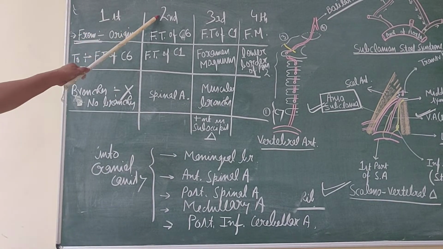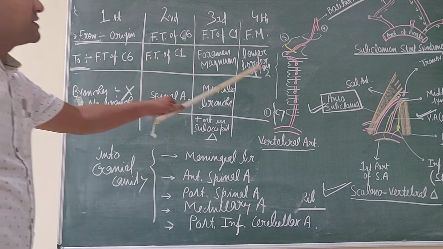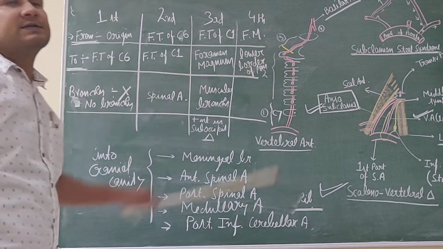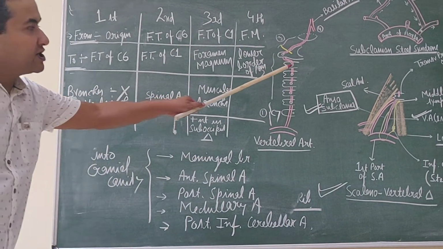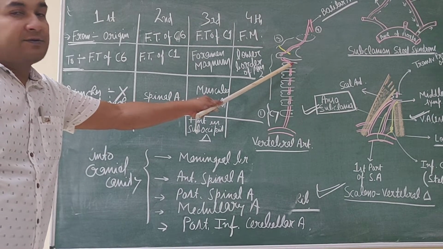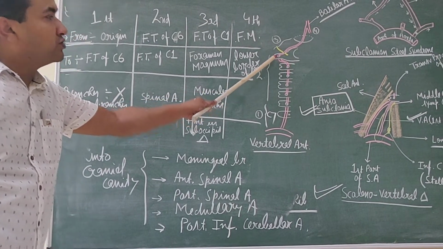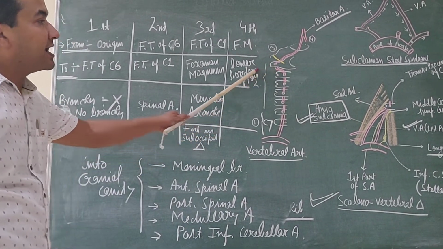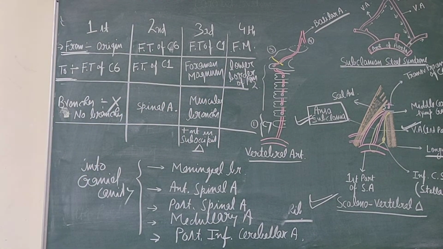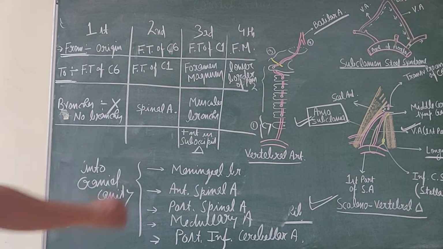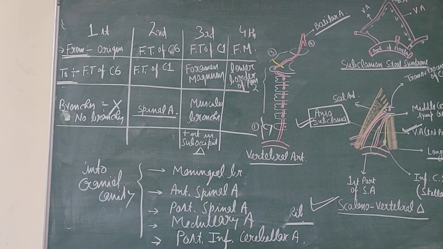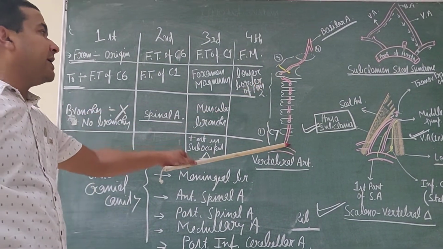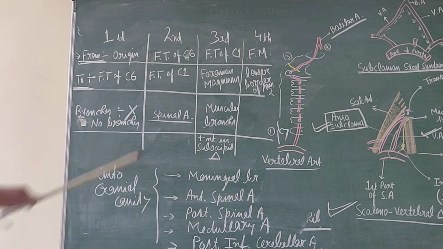Then the second part, from the foramen transversarium of the sixth cervical vertebra up to the foramen transversarium of the first cervical vertebra. Here is the important relation. As it passes from the foramen transversarium of the axis to the atlas, it runs laterally and forms a convexity that is directed on the lateral side. The second part gives the spinal branches. This spinal artery enters the vertebral canal through the intervertebral foramen and supplies the spinal cord.